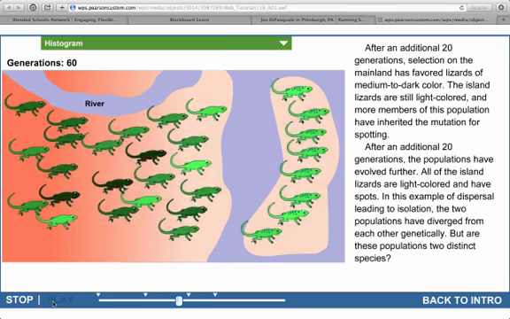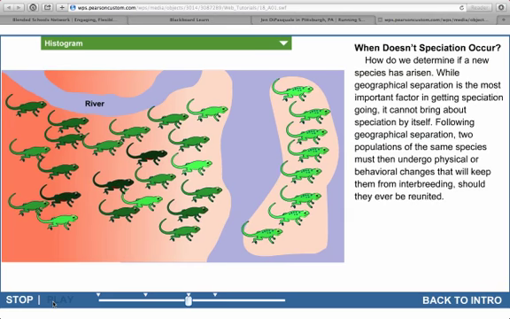After an additional 20 generations, the populations have evolved further. All of the island lizards are light-colored and have spots. In this example of dispersal leading to isolation, the two populations have diverged from each other genetically. But are these populations two distinct species? How do we determine if a new species has arisen?